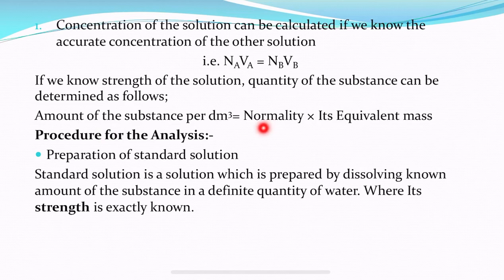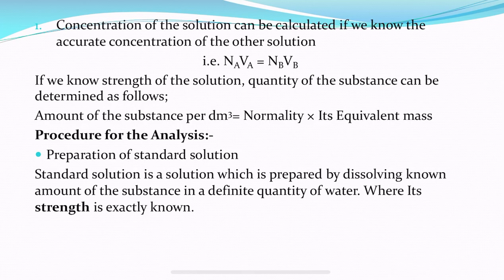So, if we multiply the found normality with its equivalent mass, we are going to get the amount of substance per dm cube. Okay. So, this is how we are going to find out the concentration or the normality of the unknown solution in titrimetric analysis. So, what is the procedure for the analysis? How to do this procedure?